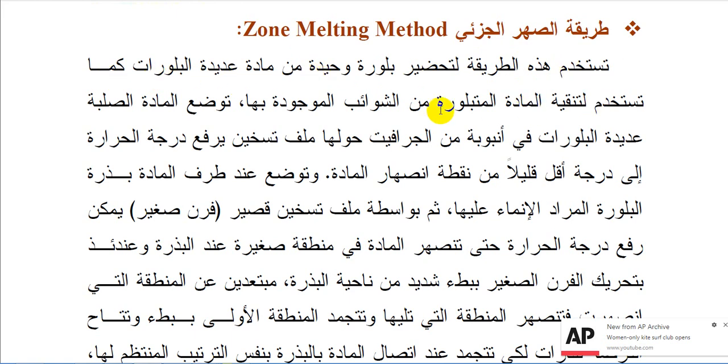كما تستخدم لتنقية المادة المتبلورة. It can be used to purify the crystallized materials from any inclusions that could possibly be included. The solid material, a polycrystalline solid, is placed into a graphite tube with a heating coil rolled around it to elevate the temperature to a temperature adjacent to the melting point of the item.